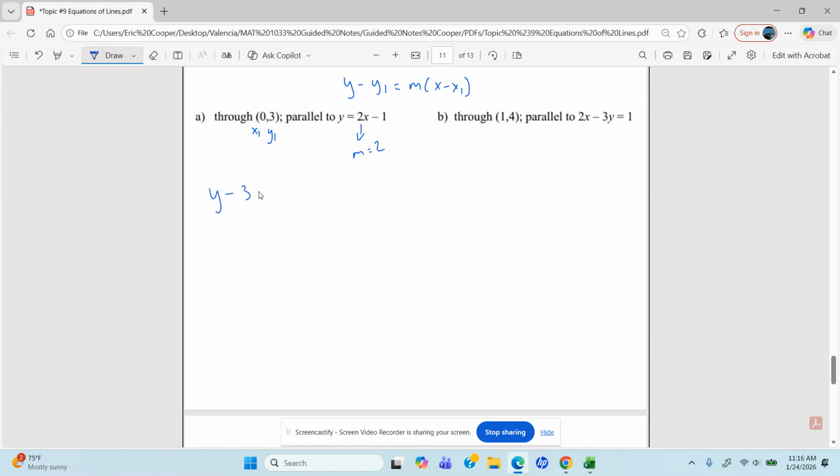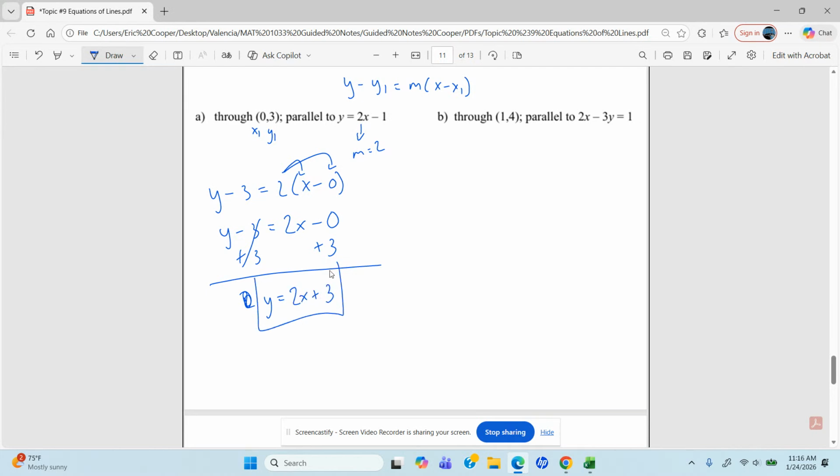Y minus 3 is equal to 2x minus 0. Distribute the 2 here. Y minus 3, 2x minus 0. And then we will add 3 to both sides. Y equals 2x plus 3. So again, we're getting the knowledge of our slope based off the fact that they're parallel. And if they're parallel, then we know their slopes are the same.